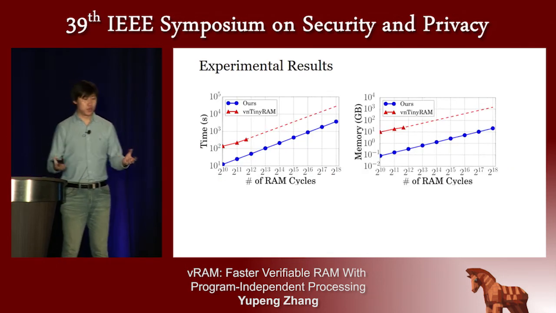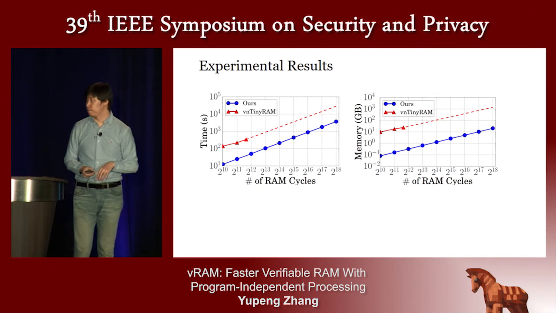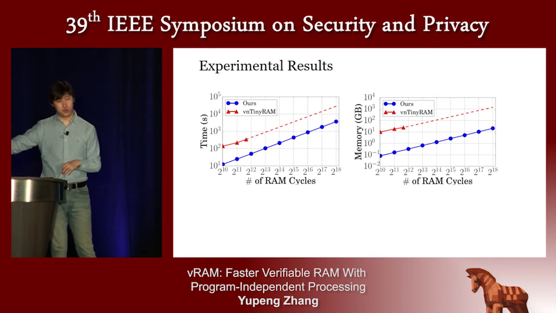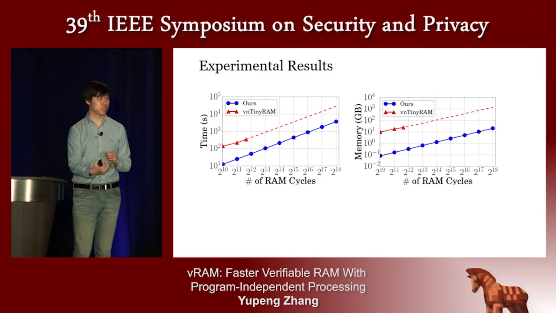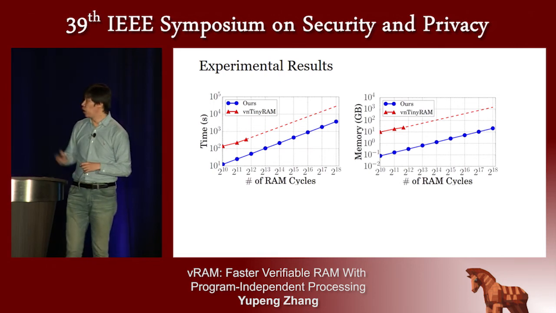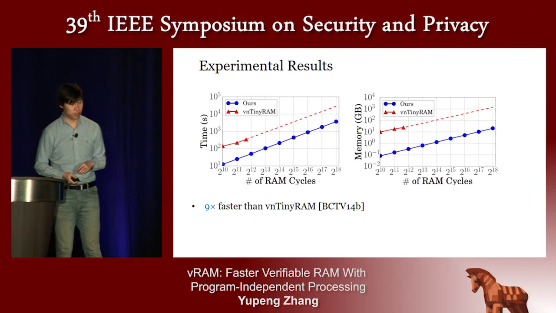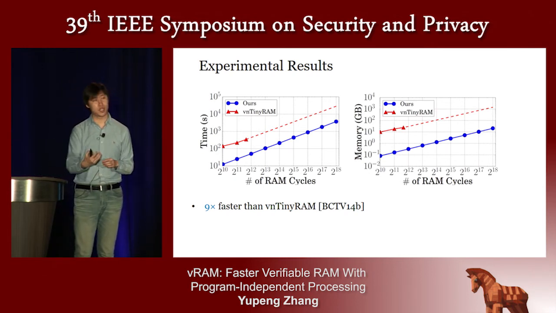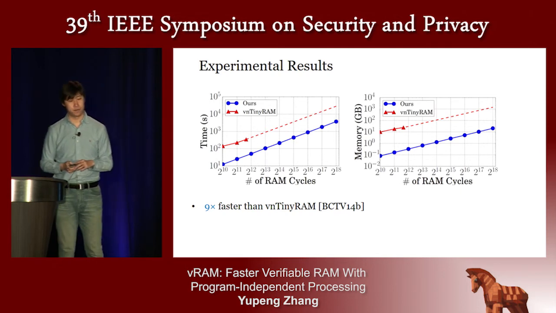So finally, I just want to quickly show some experimental results. We implement our system, and these two figures show the comparison with existing systems with program-independent preprocessing. As you can see on the first figure, we improved the prover time by around 9 times compared to the best system so far, called OneTinyRAM, in terms of efficiency.